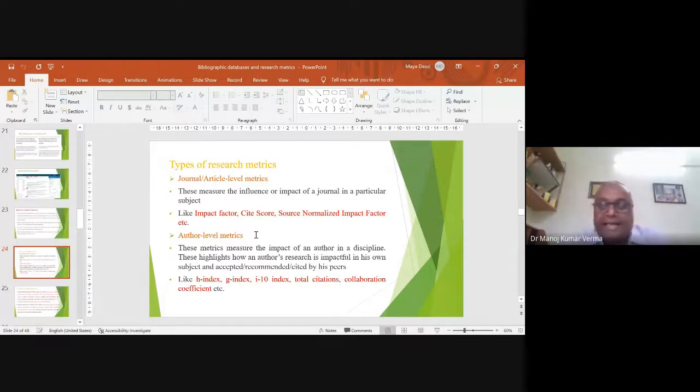Another research metric is the author level. These metrics measure the impact of an author in a discipline. They highlight how impactful an author's research is in his own subject, and how it is accepted, recommended, and cited by his peers. Suppose someone is reading, how they are citing them. For author level metrics we can use h-index, g-index, i10 index, total citations, collaboration coefficient, and many more.